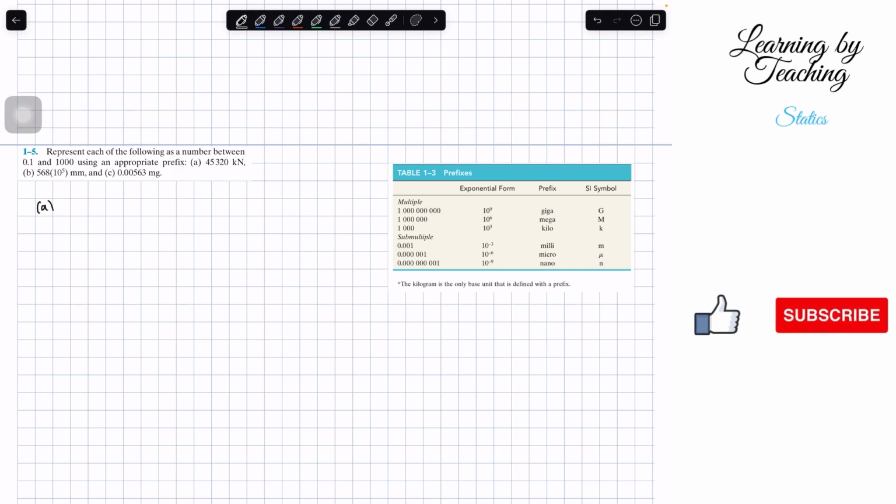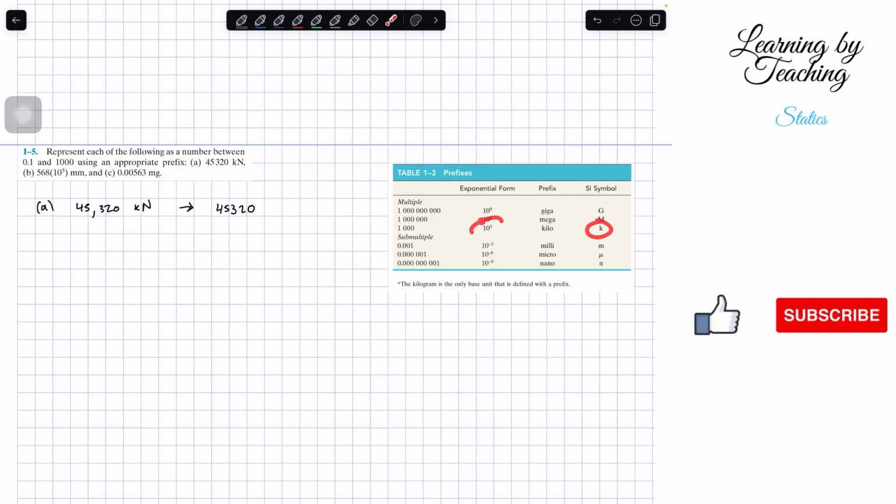So with problem A, they're giving us 45,320 kilonewtons. And basically, what we want to do is, hey, we have this big number and we would like to have it approximately as maybe 45.32, right? But how can we do that? Well, if I convert this 45,320, and then we take out this kilonewton and just leave it in newtons.